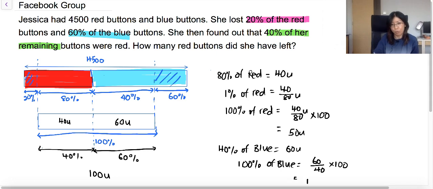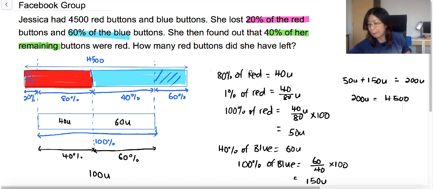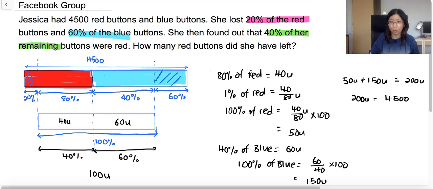In one step, you could also work out the number of units to represent the number of blue buttons at first. So at first, instead of saying that it's made of blue and red, I can say that there were 50 units plus 150 units of buttons. Now we have converted everything into one single variable, which is the units. So I can say that 200 units equals 4,500. Find out what is your 1 unit. Your 1 unit is 22.5.